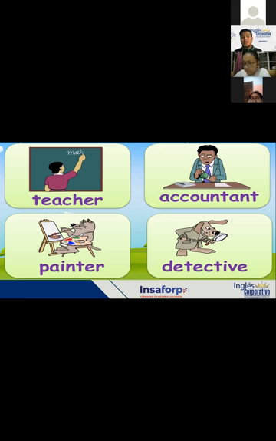Because sometimes I have heard some people trying to say camisa, but they think they are saying camisa, but they are not saying that, they are saying profesor. So that's why I'm telling you, it's very important that you pronounce the words correctly. So we're going to go with the first one, teacher, accountant, painter, detective. I will repeat it again, teacher, accountant, painter, detective.